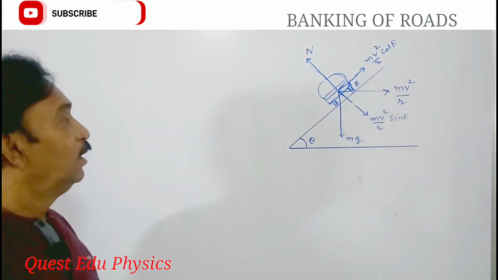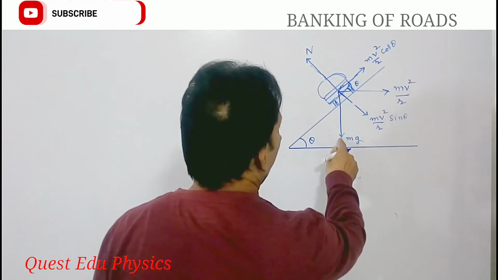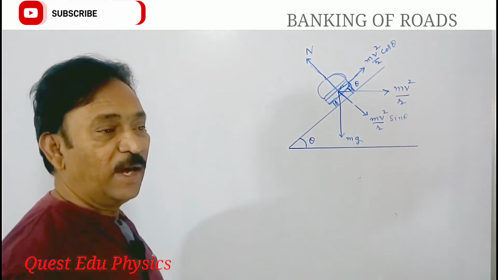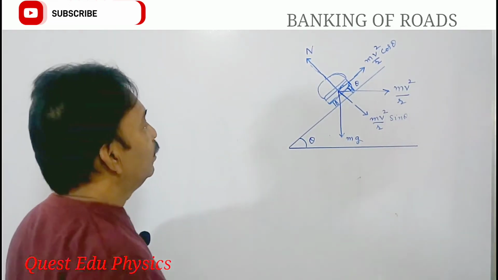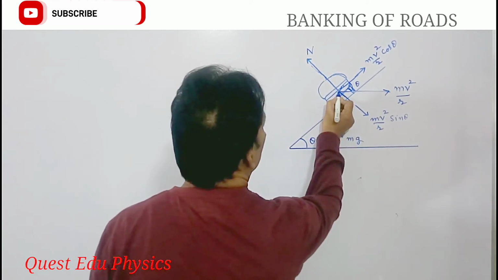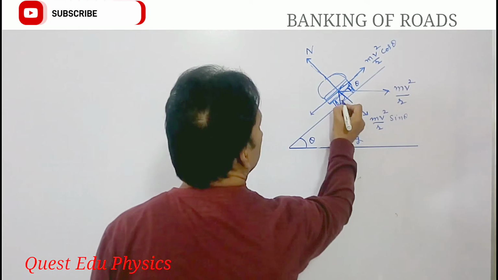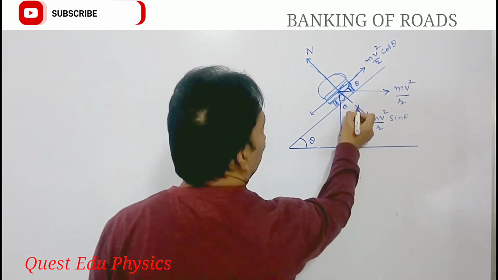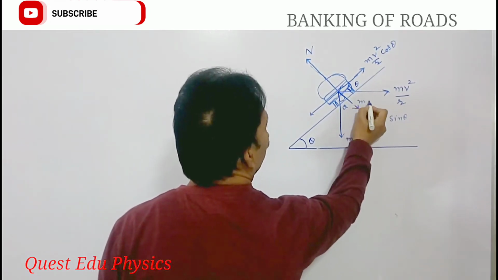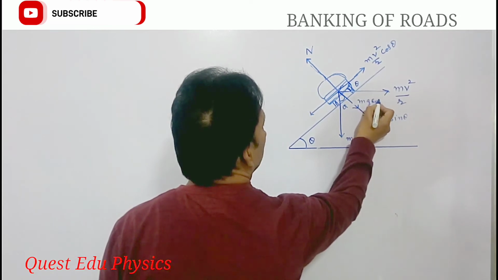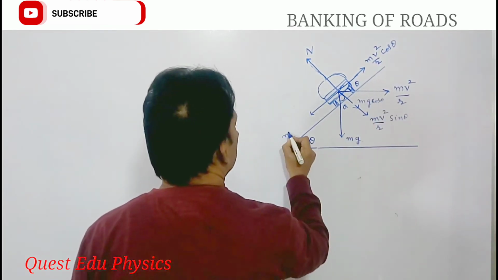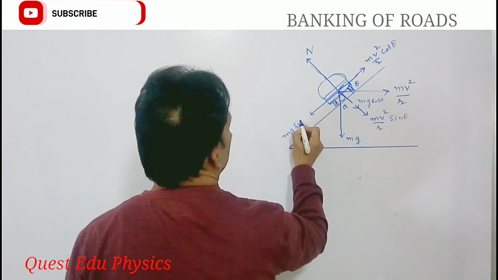Then what about this? It's the weight of the vehicle. Now we are resolving the weight into components. See, weight has been resolved. Say it is theta and it will equal to mg cos theta and it is mg sin theta.